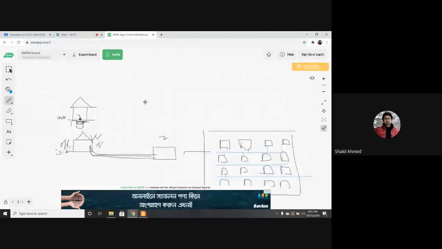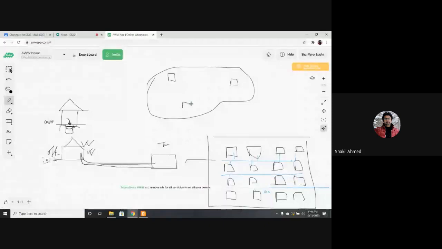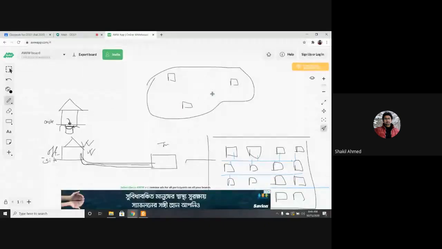But where you have a locality in a rural area, one house is here, another house is here, so it's sparsely located here and there, there you should go for the on-site system, because this will be cheaper here.